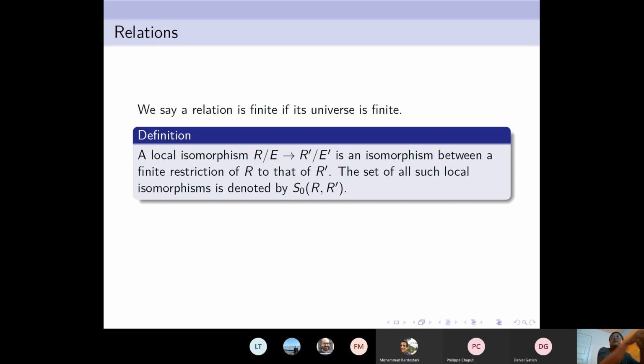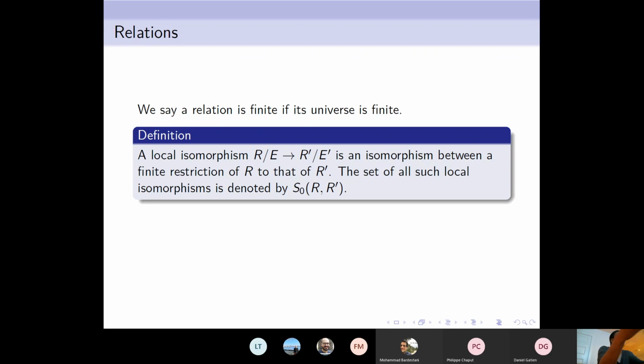Then we come to a very important definition. For me, this definition is a kind of mimic of the local-global principle. Here we define local isomorphism. That means we have an isomorphism between a finite restriction of R and a finite restriction of R prime. This finite restriction gives us an isomorphism that is called a local isomorphism. It's not a global isomorphism, but it is a local isomorphism.